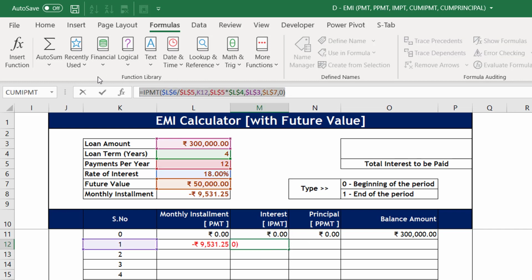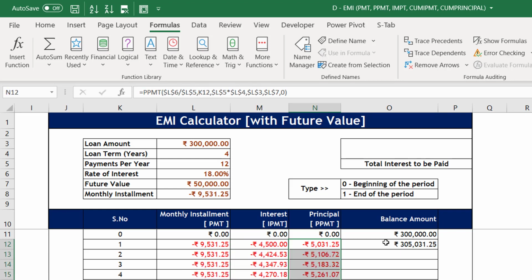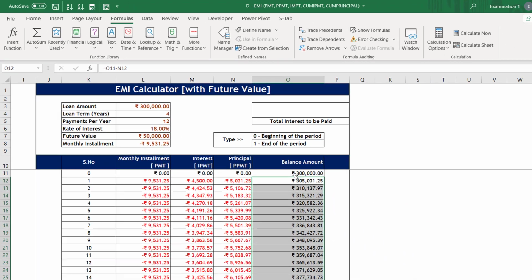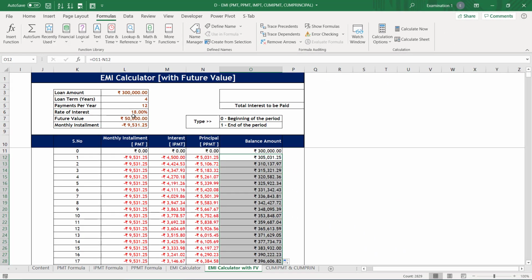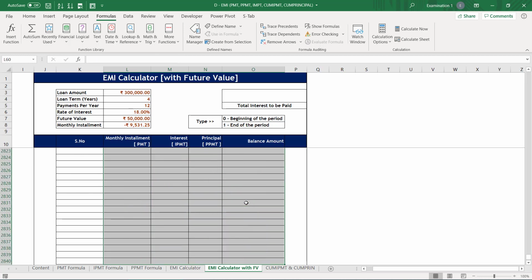And I'm going to copy this formula again, and I'm going to paste it here, and I'm going to replace this I with P. Okay, and the balance amount is going to be the total balance minus the principal paid in this EMI. Fine. I'm going to double click this, double click, and double click. Now let's investigate what this future value means. If you come downward, I do not require these, so I'm going to delete this.